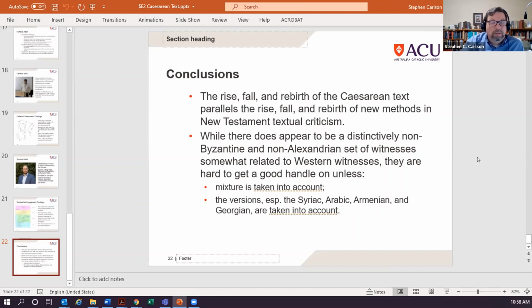And some of these languages are really beasts to learn. But you really won't understand this form of the text until you look at these versions. And I'd say that's true for the Western: you have to know Latin, and for the Alexandrian, you have to know Coptic as well. But those are the main lessons: methods are important, mixture is important, and the versions are important. And I'll leave it there.